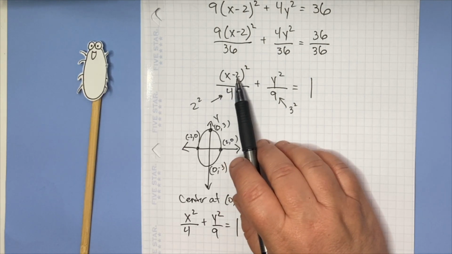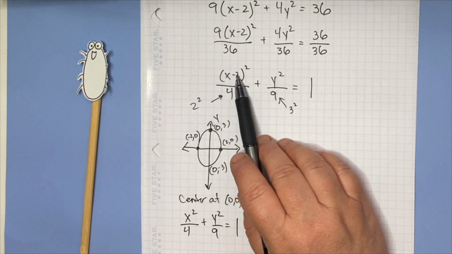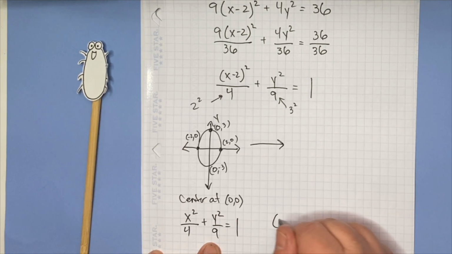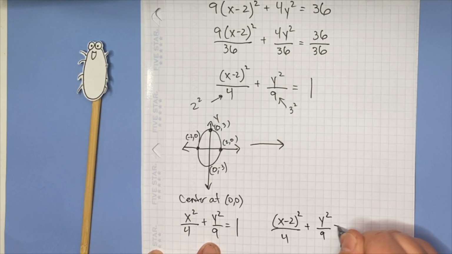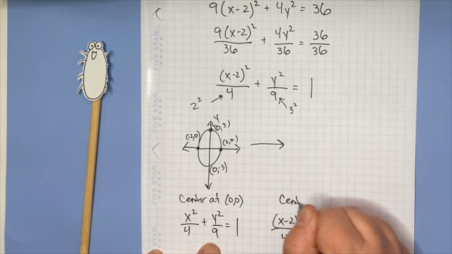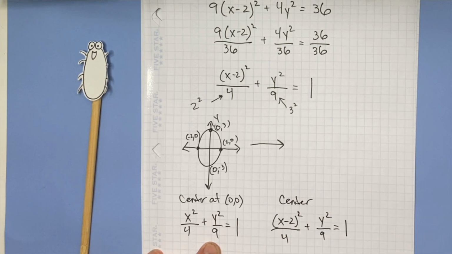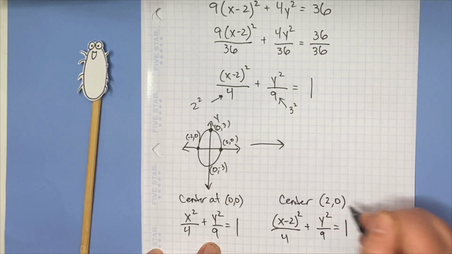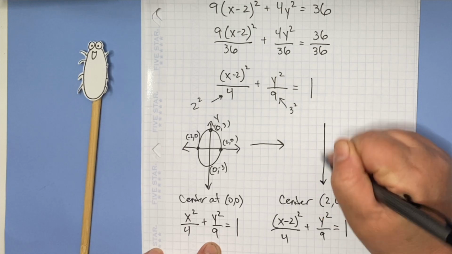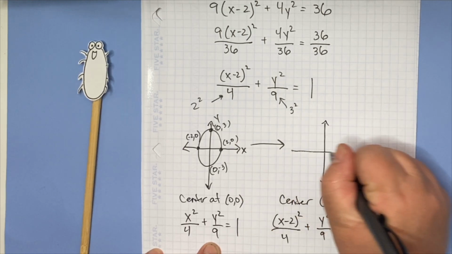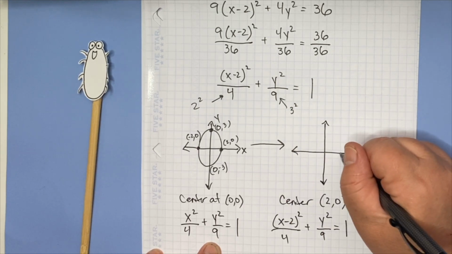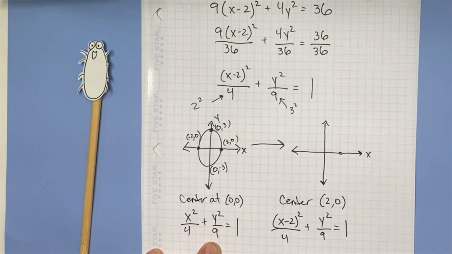Ours is offset by 2, right? X minus 2. So that means that to get to this new center, we are transforming it, since it's x minus 2, the new center is going to be at 2, 0. The whole thing is going to shift over to the right. So here's going to be the shift. Our new center is at the point 2, 0.